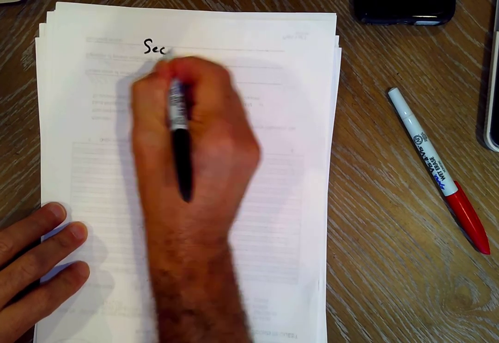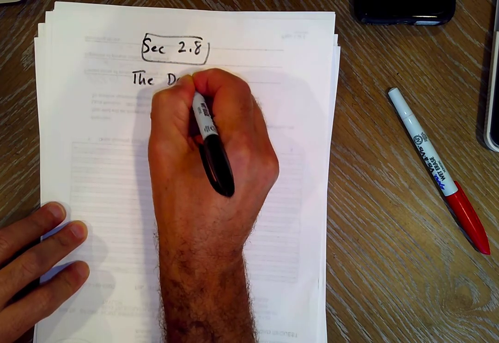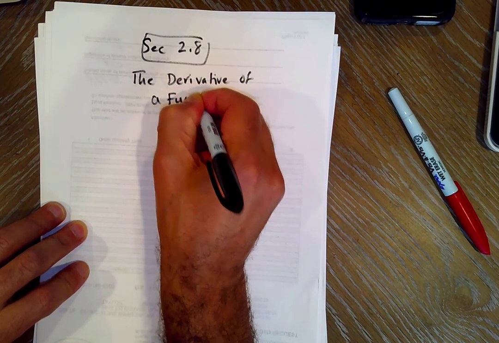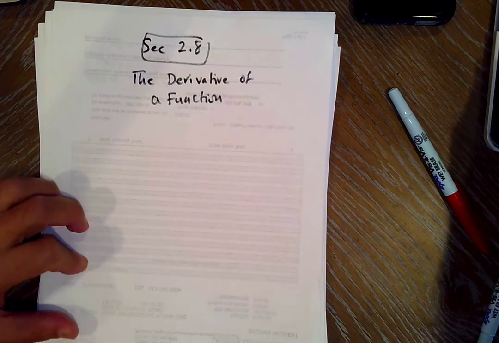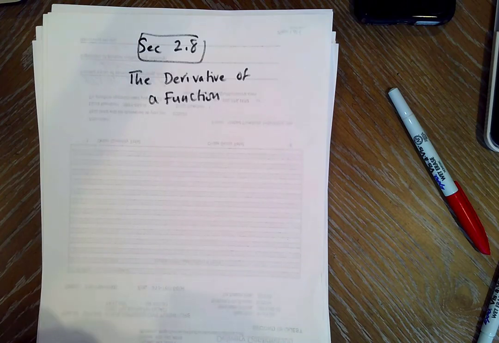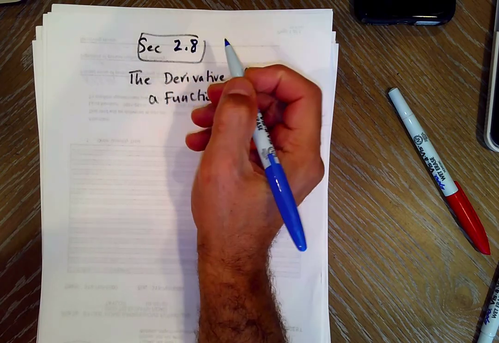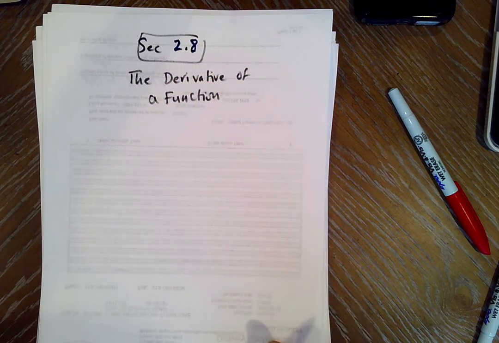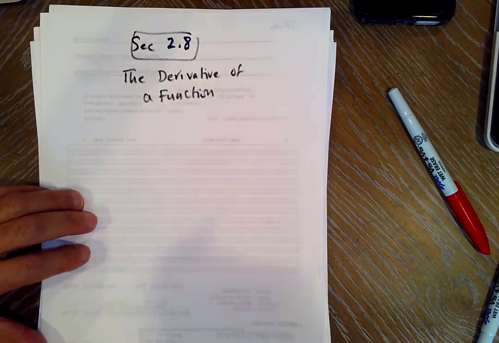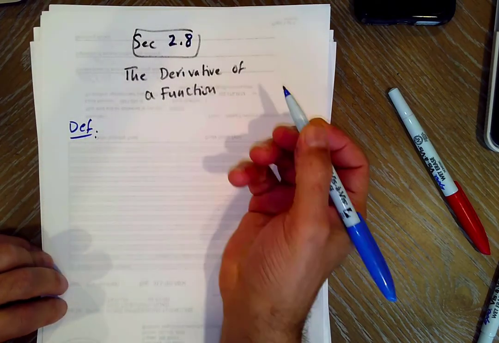So today in section 2.8, I'm going to talk about the derivative in general, the derivative of a function. Unlike what I did in 2.7, where we defined the derivative particularly at a specific point as the slope of the tangent line at the point, so we were given a specific point. Here we're going to define the derivative in general at any point x. That's how this is different. So this is more general than what we did in 2.7.